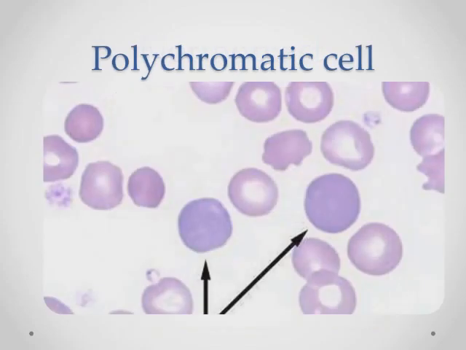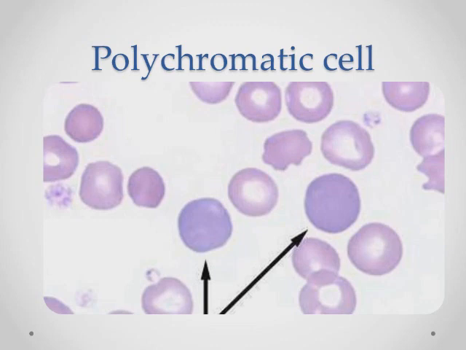Well, we have another cell that is called polychromatic cells, and we see it in the peripheral blood film. What are polychromatic cells? If we say that this one and this one both are polychromatic cells, what is the difference between this cell and this cell or this cell? If we say this is the normal red blood cell, what is the difference between this and this?